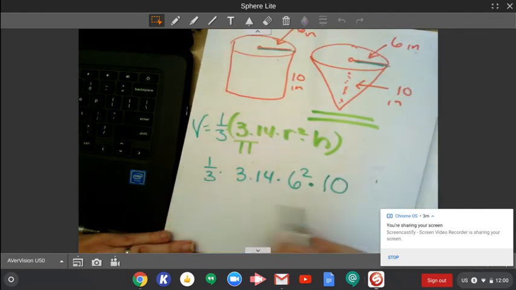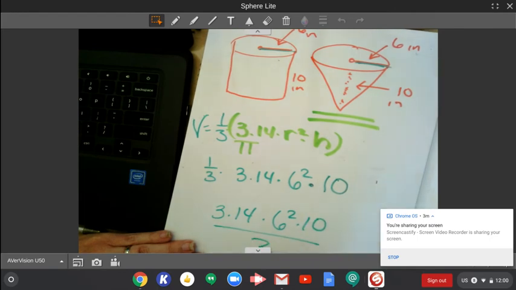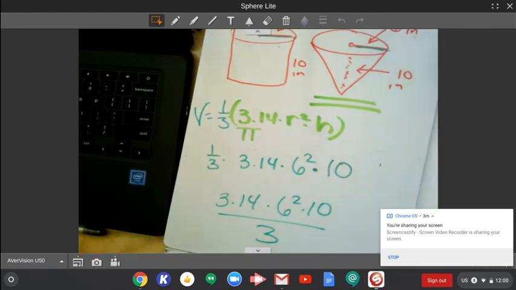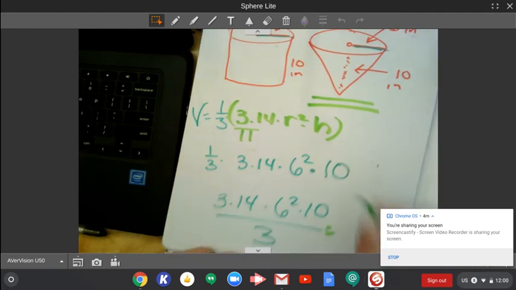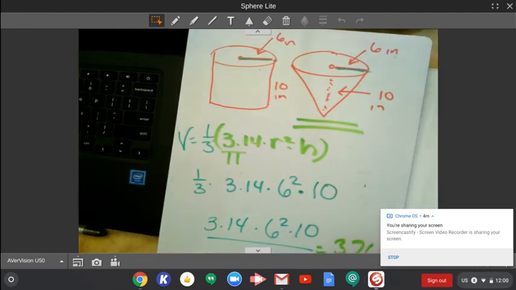The other way to do it would be to first put this in, then divide by 3. You can do it either way depending on the kind of calculator you have. If you don't have a calculator that you can put fractions in, you just divide your answer by 3. So I'm going to do 3.14 times 36 times 10 equals, make sure you press equals, 1,130.4, divided by 3, 376.8. So the volume of this cone is 376.8.